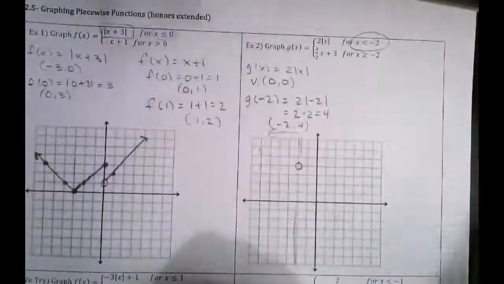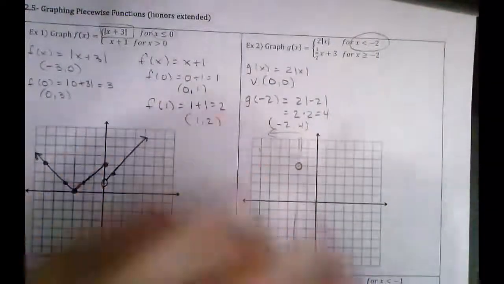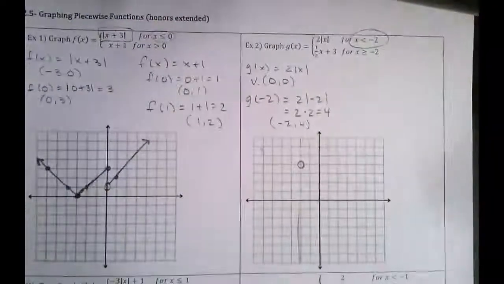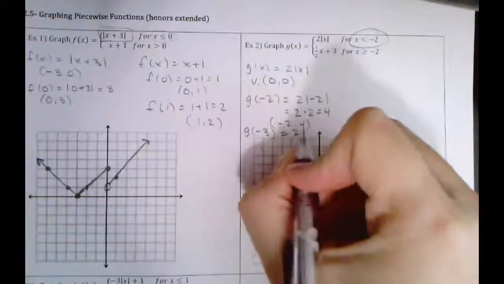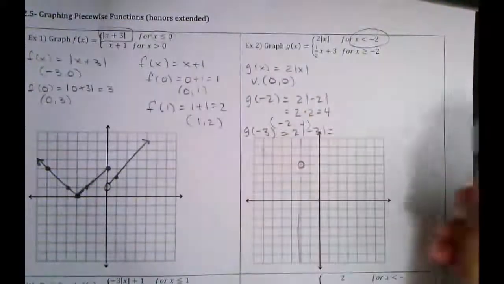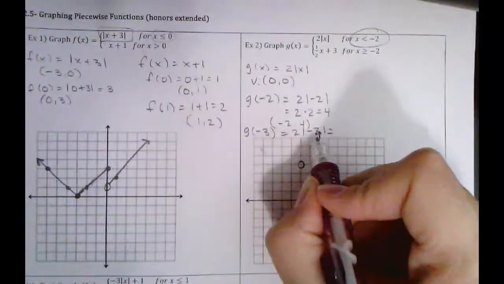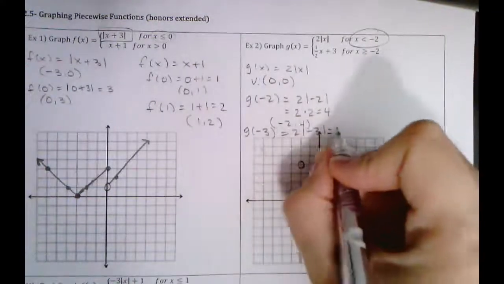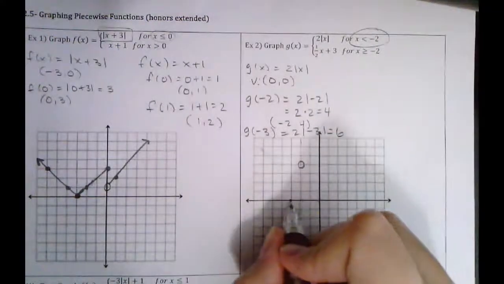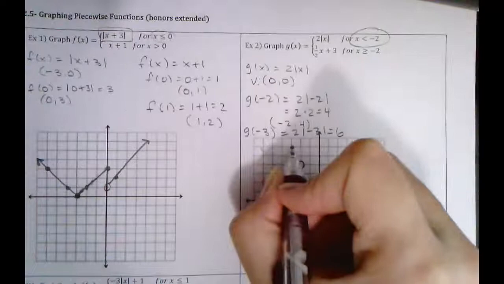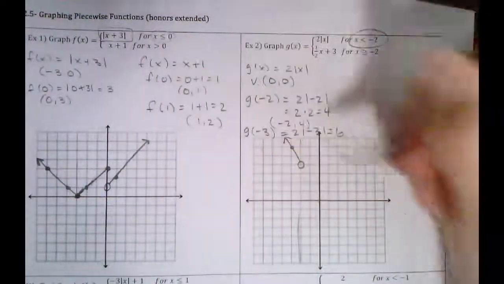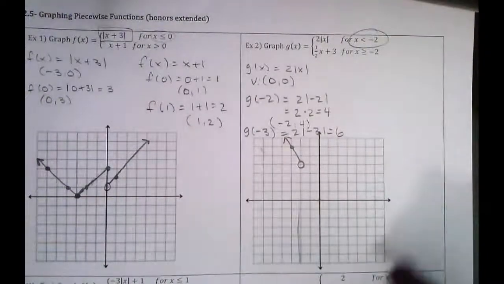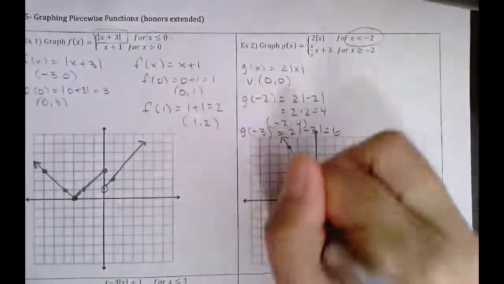Okay. Then we would plug in another point, something that's less than -2. So something less than -2 would be -3. So this absolute value, this would be 3. 3 times 2 is 6. So you have a point at -3, 6. And so even though it's an absolute value function, you can't really see the whole thing. You can only see part of it. So it looks like a line.